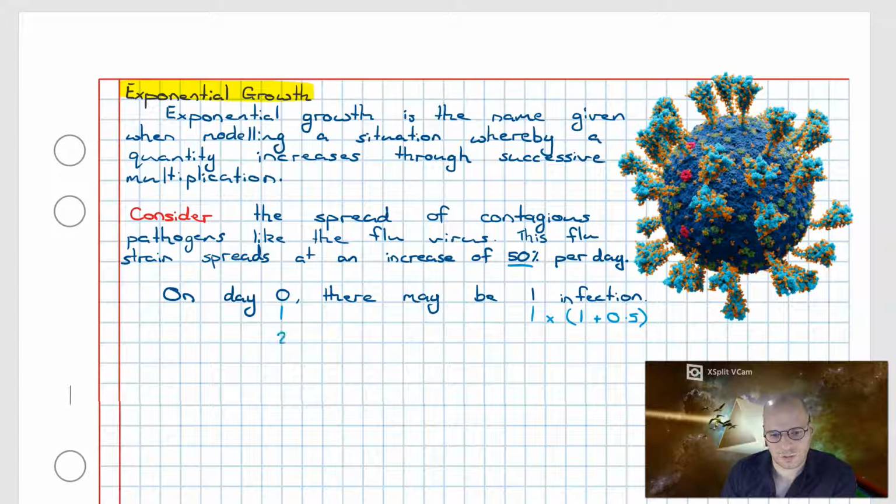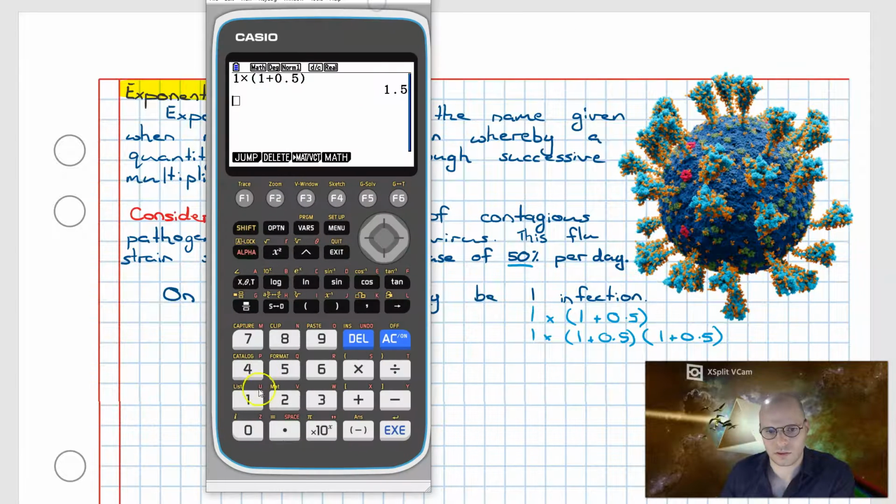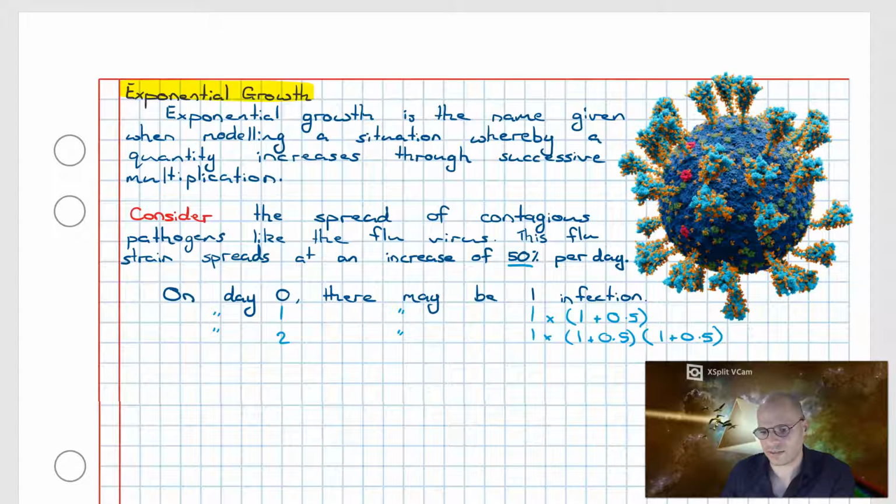Now day 2, the infection's going to grow even further. On day 2, it's going to be 1 multiplied by 1 plus 0.5 times 1 plus 0.5. So the cases from the previous day are going to increase by 50%. This is going to yield a value of 2.25. So there's at least 2 cases in this instance.